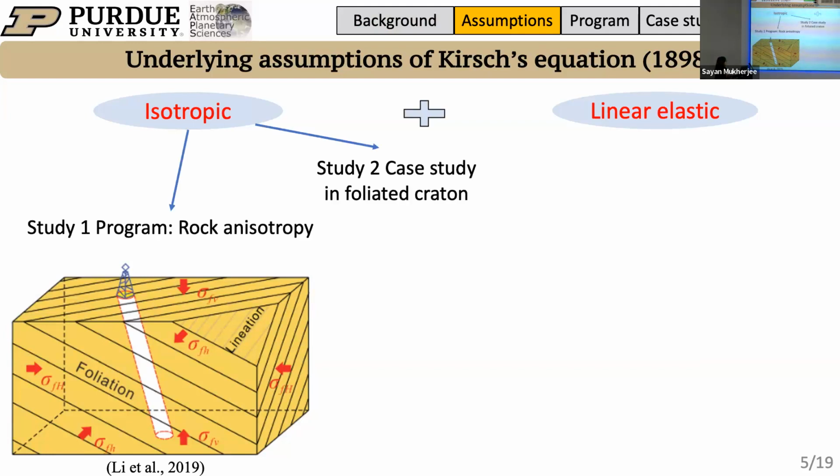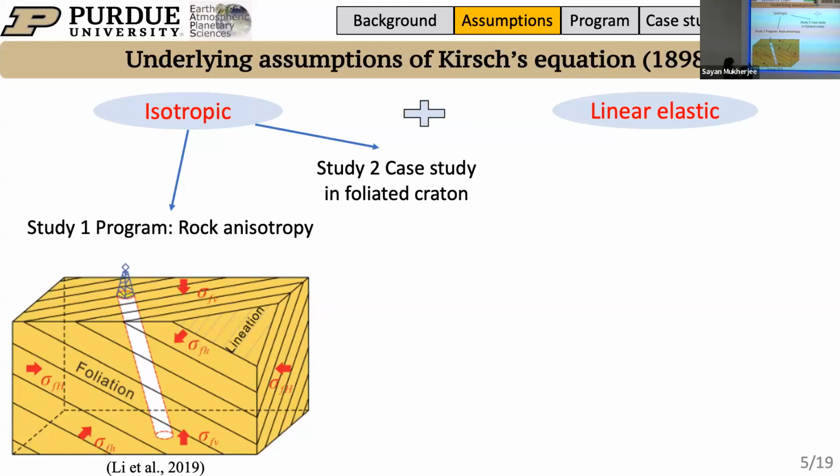And so in these two studies, first I will present a program I developed trying to model how the wellbore will fail if we are in anisotropic rock formations. And the second study, I will show you a real case study in the Canadian Craton to see how rock anisotropy affects our interpretations.